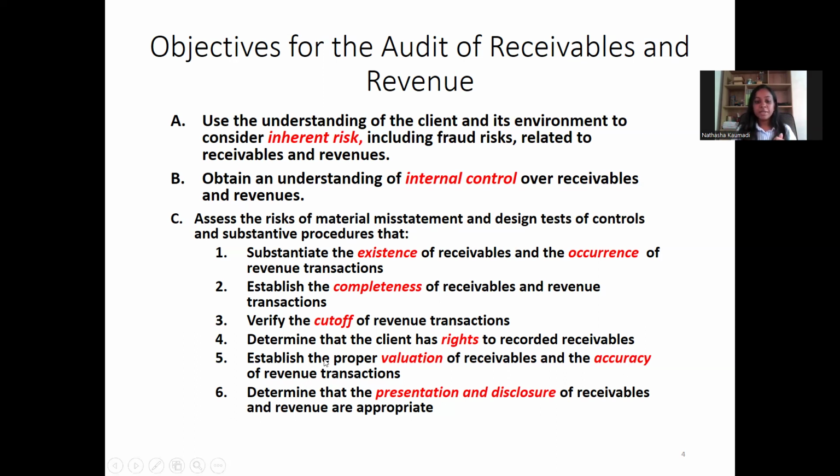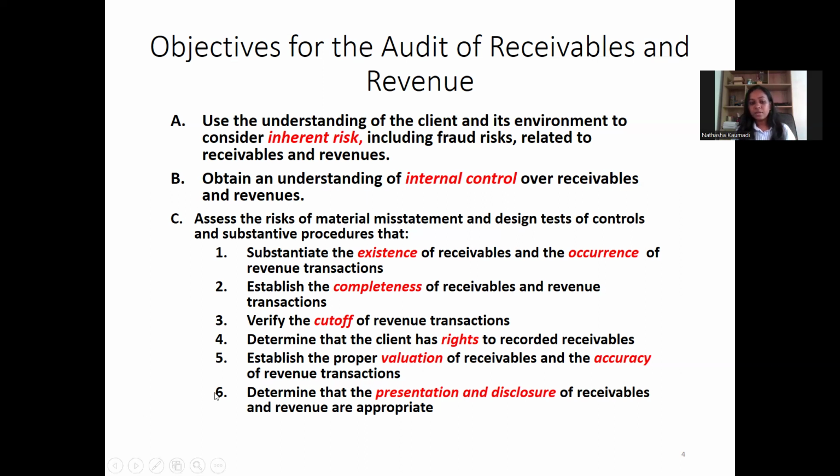Right? Is it 2023 or 2024? Cutoff. Determine that the client has rights to record receivables. So you are checking whether your client has the legal right to record these balances as receivables, whether they are true debtors, and establish the proper valuation of receivables. That means you have done the valuation correctly for receivables, and the accuracy of revenue transactions, whether you have recorded the revenue transactions with correct amounts.